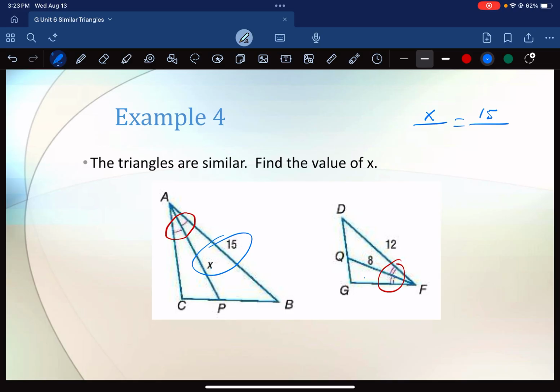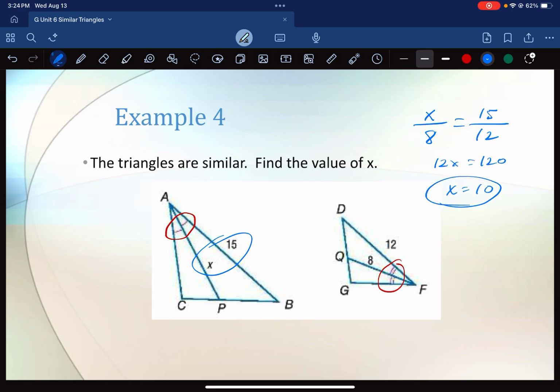So now I'm going to do the same thing on the smaller triangle on the right. The median is the 8. It's going to go under my median from the large triangle, and then 12 is going to go under the side length. And so that's how I organize my proportion. And so now I'm going to cross multiply, as we always do. 12x and 8 times 15 is 120. And you divide by 12, and you're going to get 10. And that's the value of x.